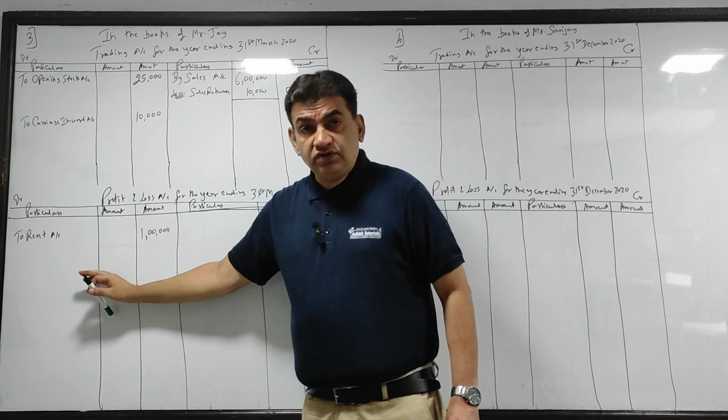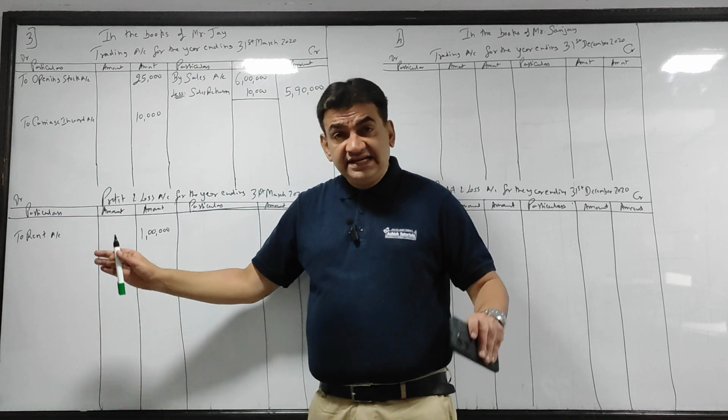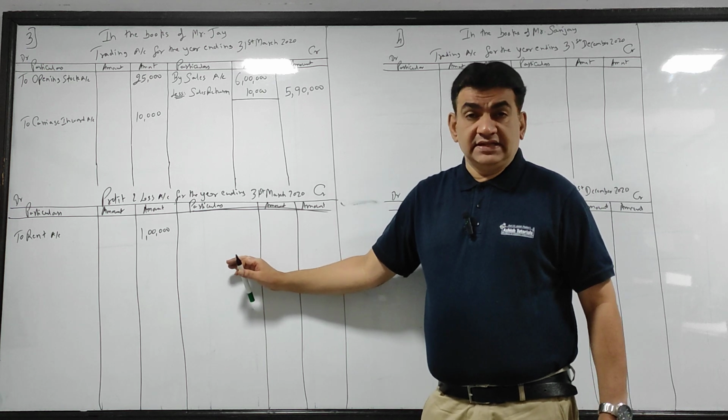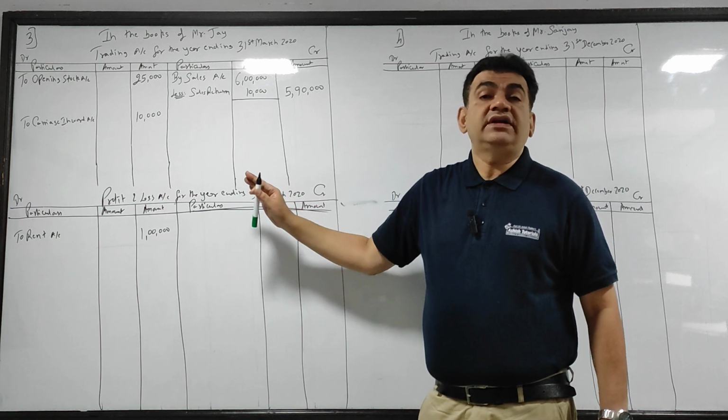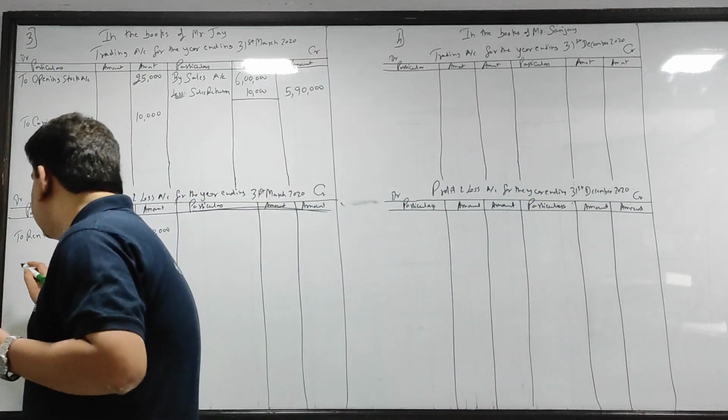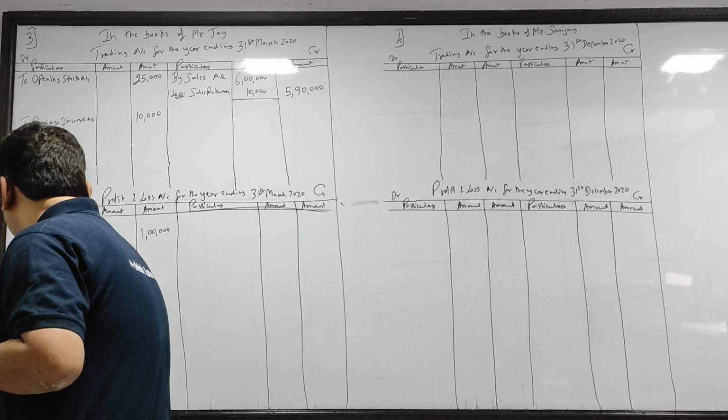So if I give discount, it's an expense. It will be debited to P&L. If I get discount, it will be an income. I will credit to P&L. Discount has nothing to do with trading account. So this is discount allowed, that is given. Come to the debit side of P&L below rent.